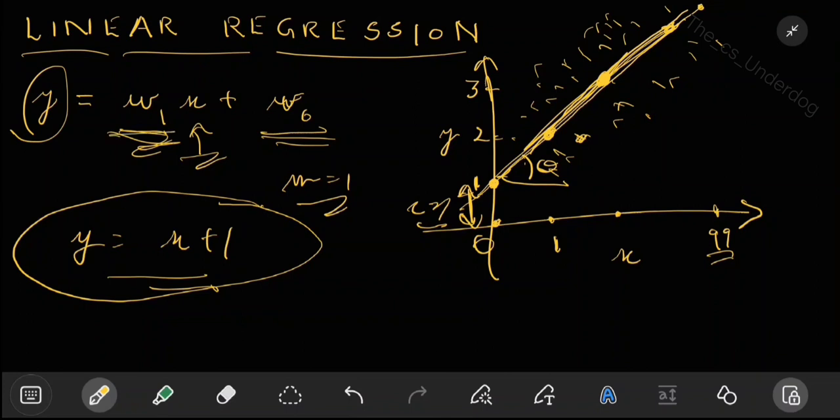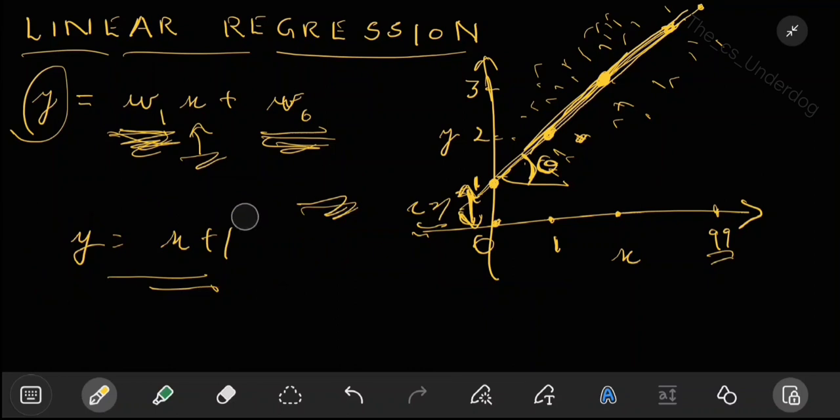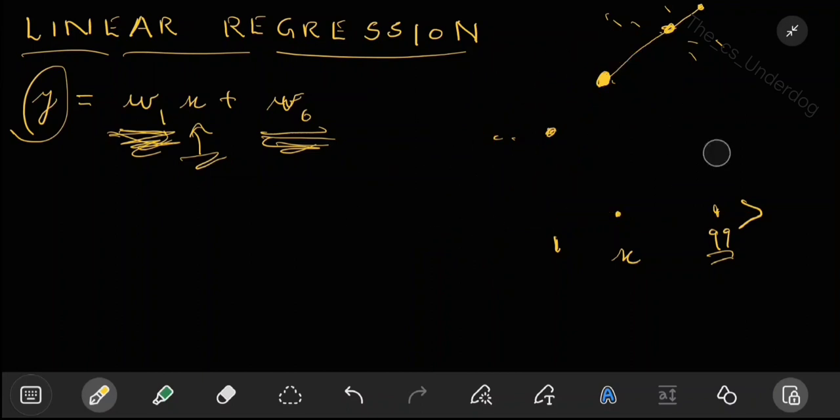In machine learning, you simply tell it that it is w1 and w0. You don't use this logic saying that here theta is 45 degrees, so m is 1, or here the distance is 1, so c should be 1. This logic you don't feed into the computer. Instead, you just provide data. Let us see how this is done in reality.